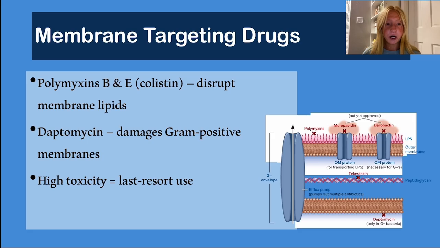Membrane targeting drugs work like detergents, and they punch holes in bacterial membranes. They're strong, but they are risky because our cell membranes are very similar, so they can cause damage to human cells and damage our kidneys. Daptomycin is used for serious skin or blood infections when other drugs fail.